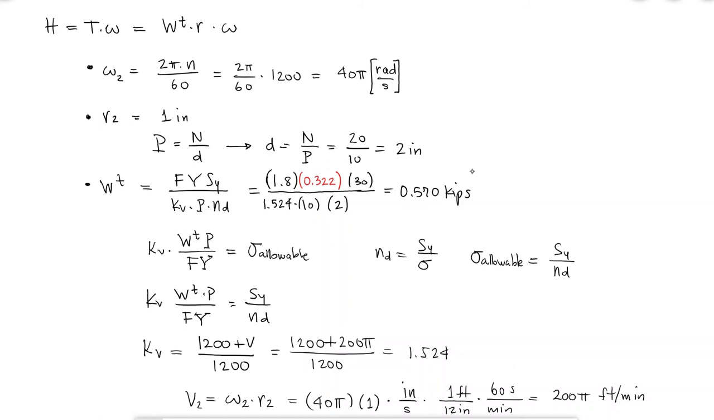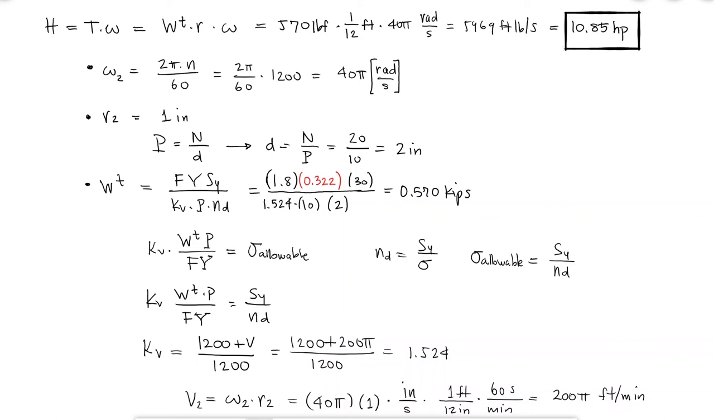With a 570 pound force, a 1 inch radius or 1/12 of a foot, and an angular velocity of 40 pi, the maximum power I can transmit through that first gear without letting its teeth deform plastically is 5,969 foot-pounds per second, which if I divide by 550 gives me the power in horsepower.